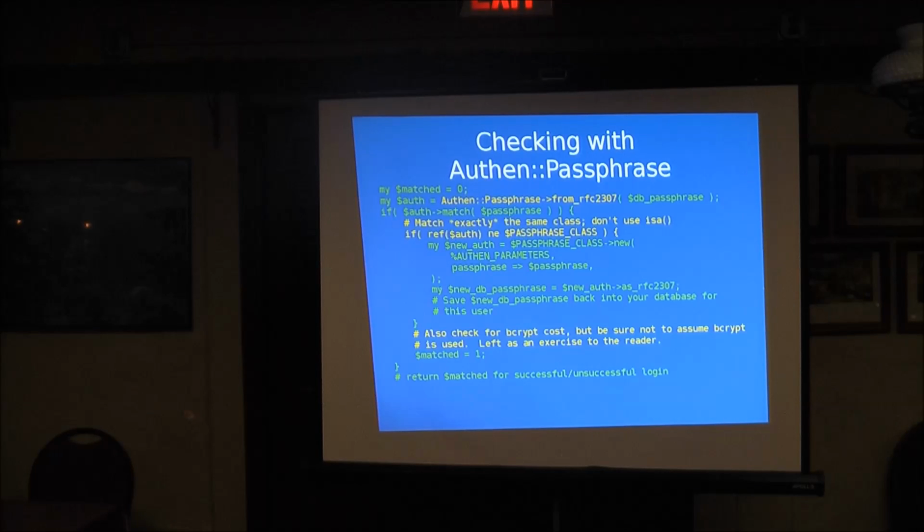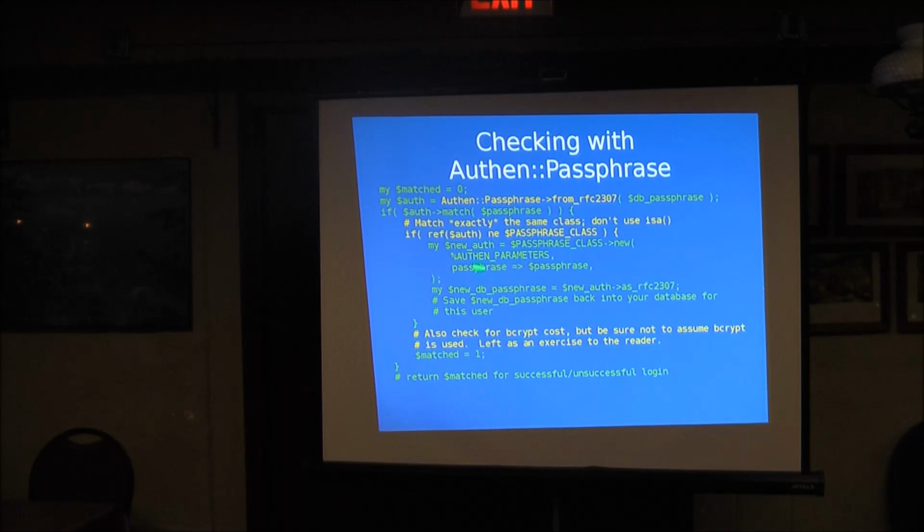So when we go to check this, we don't explicitly say the blowfish crypt class name. We just call auth and passphrase with from RFC 2307, and then whatever passphrase we got out of the database. And then this auth object here will be whatever subclass it needs to be based on that string. Now down here, we want to match that whatever we configured as being our preferred method, we match exactly. We don't want to match a subclass of that, we want to match exactly. So we use ref here, not is a.